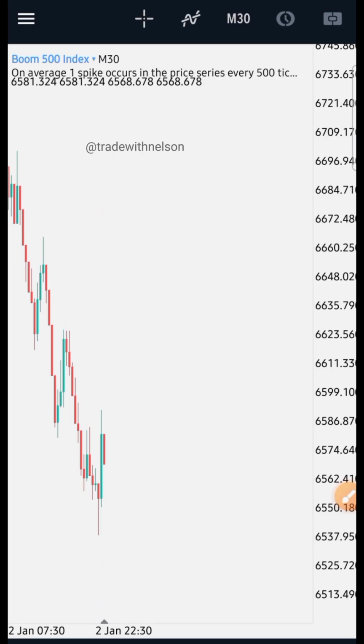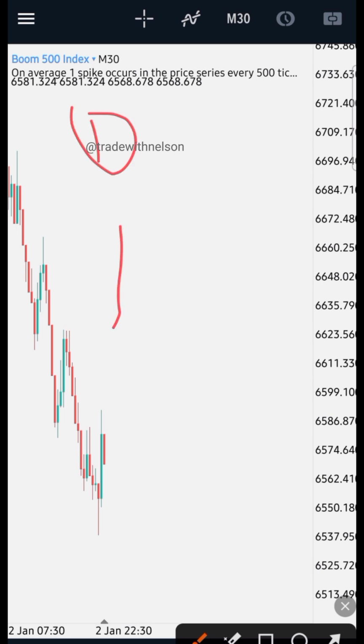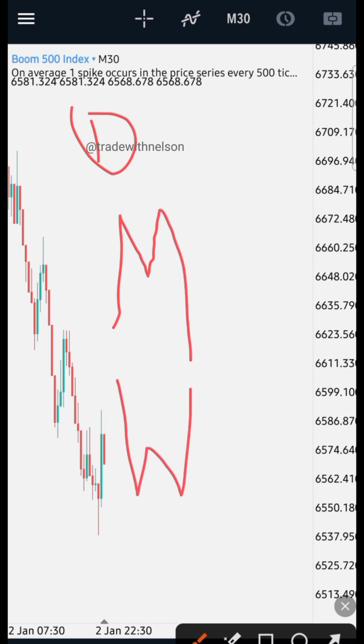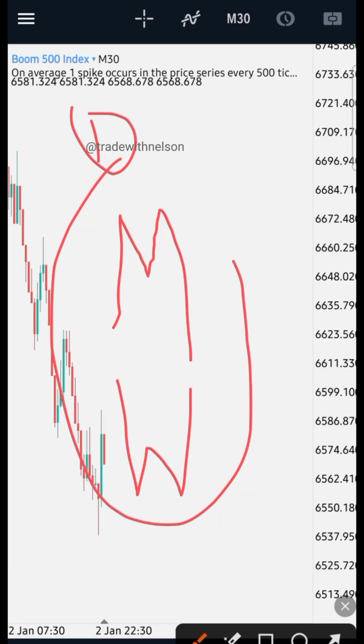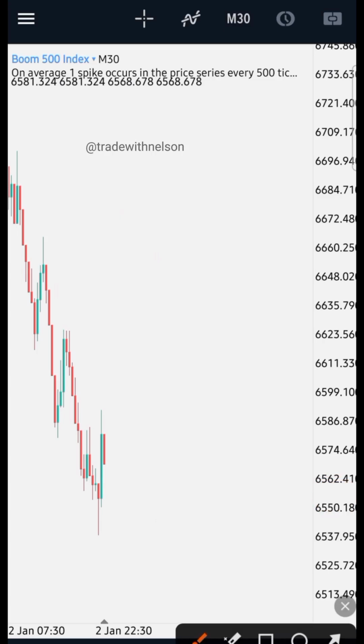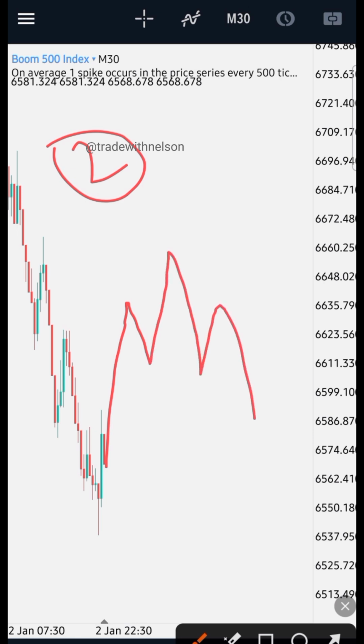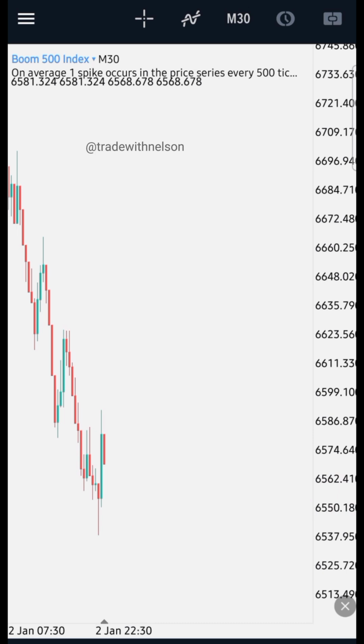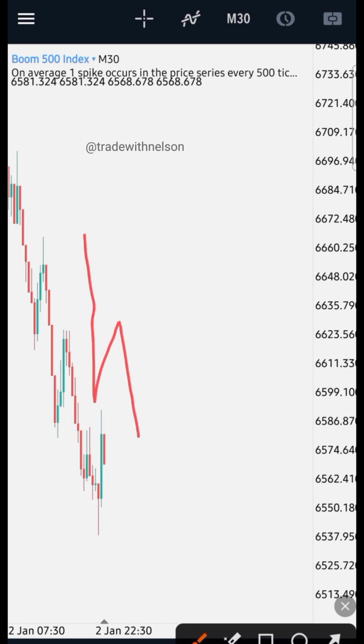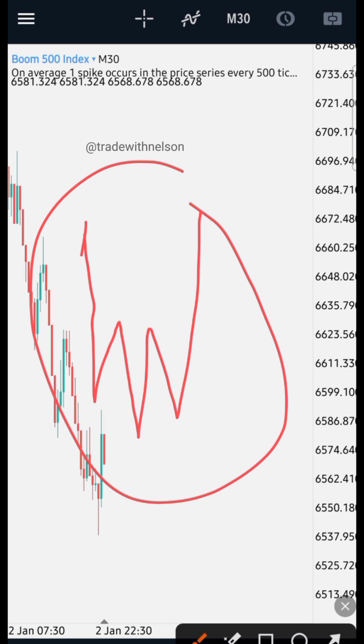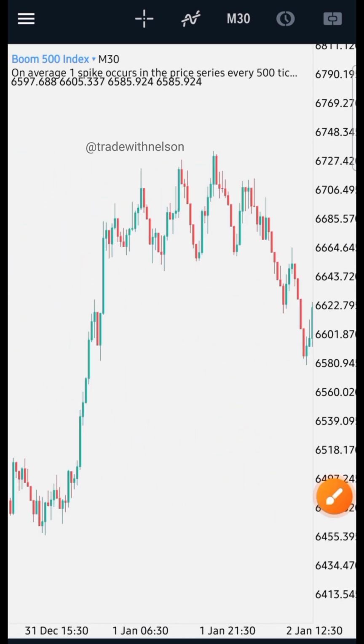The two patterns I want you to pay attention to are, one, the double top and the double bottom. This is one of the patterns I want you to pay attention to. And two, the head and shoulder pattern. This is the left shoulder, right shoulder, and for the uptrend we have it like this. So these two patterns are very effective and you need to pay attention to them.